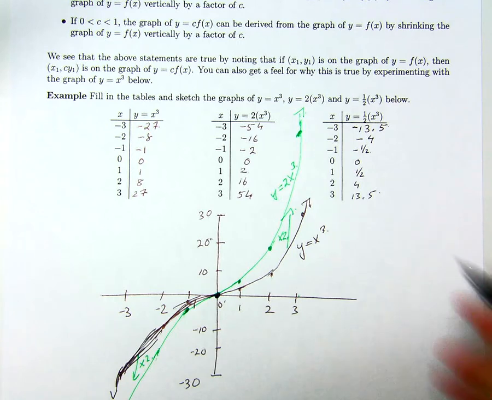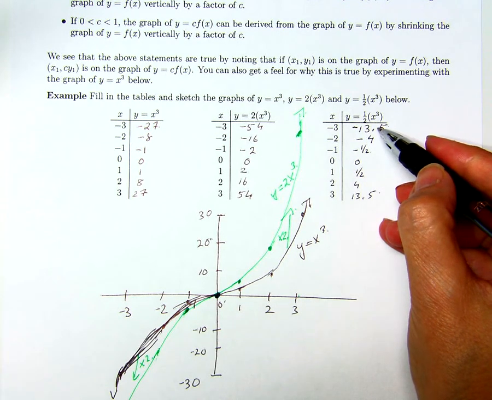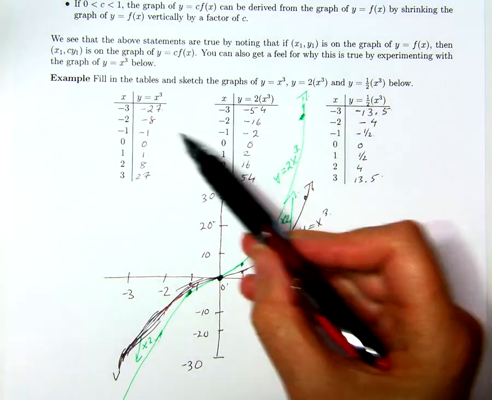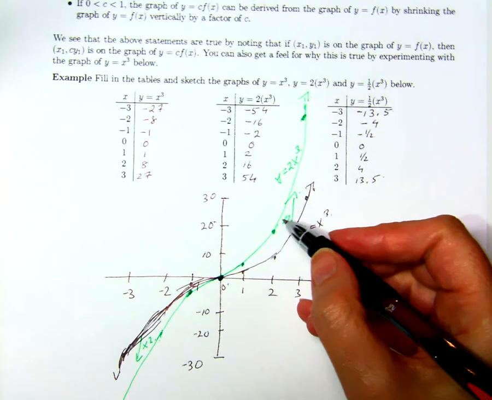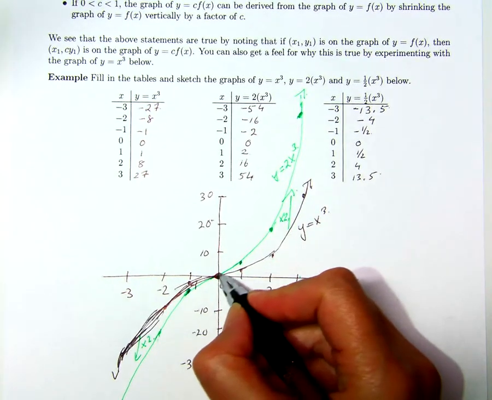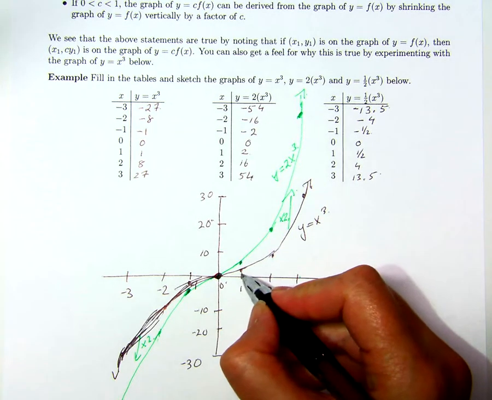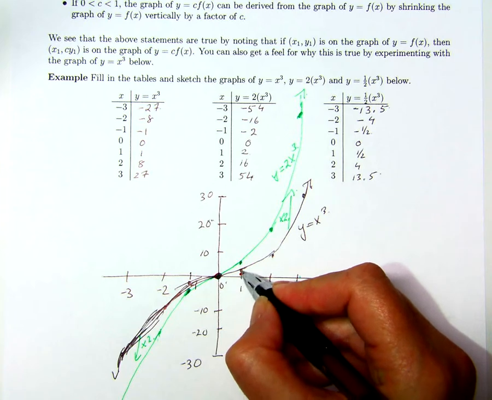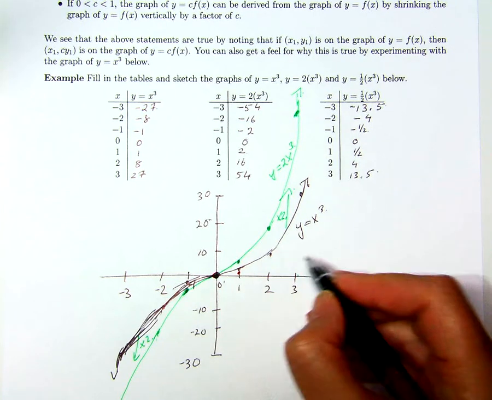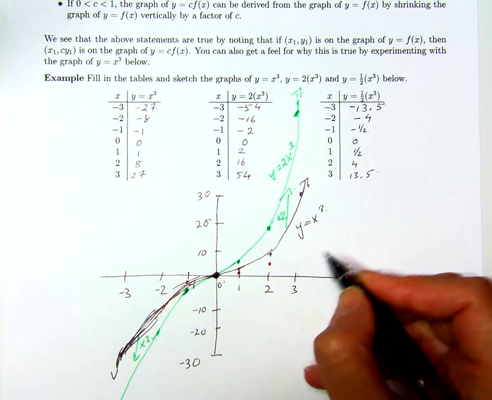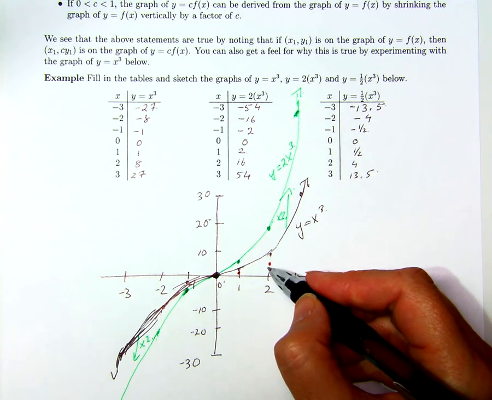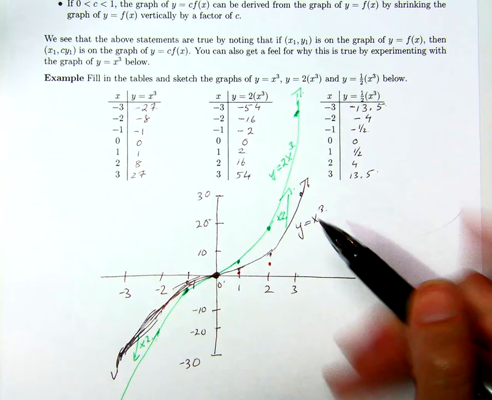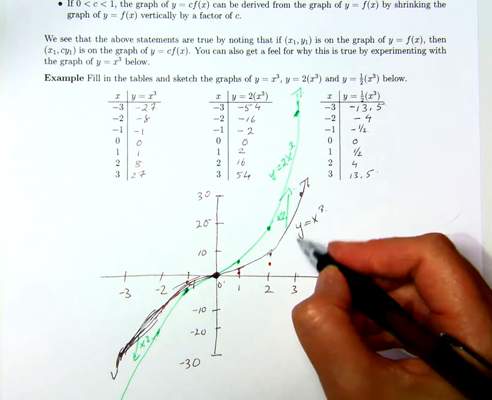Now, on the other hand, the points in this graph have y values that are just half the distance from the x-axis of the corresponding points in the original graph y equals x cubed. So we have the point 0, 0 because half of nothing is nothing. We have the point 1, 1/2, which is half the distance from the x-axis of the point 1, 1. And we have the point 2, 4, which is half the distance from the x-axis of the point 2, 8 on the graph of y equals x cubed.